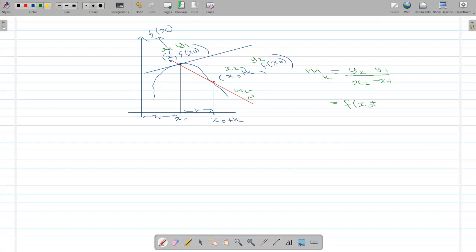plus h, that is the y coordinate here. Okay, here when I plugged in, actually I made a mistake. No, this is x0 plus h, sorry. Okay, because this x coordinate here is x0 plus h, I plug into the graph, I get f(x0 plus h) there.